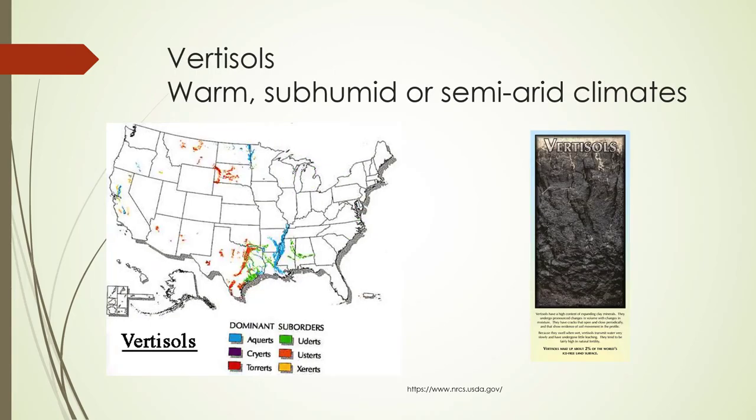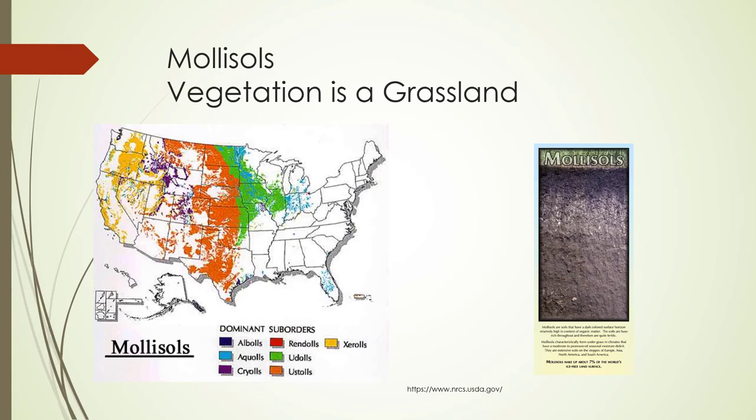Vertisols are in warm, subhumid or semi-arid climates, and that's going to be mostly in the southwest. Very dark in color. Mollisols, vegetation is a grassland. So this is very fertile, and probably some of the most fertile soil in the world. Very thick, dark colored A horizon, rich in organic matter. You can see that here.